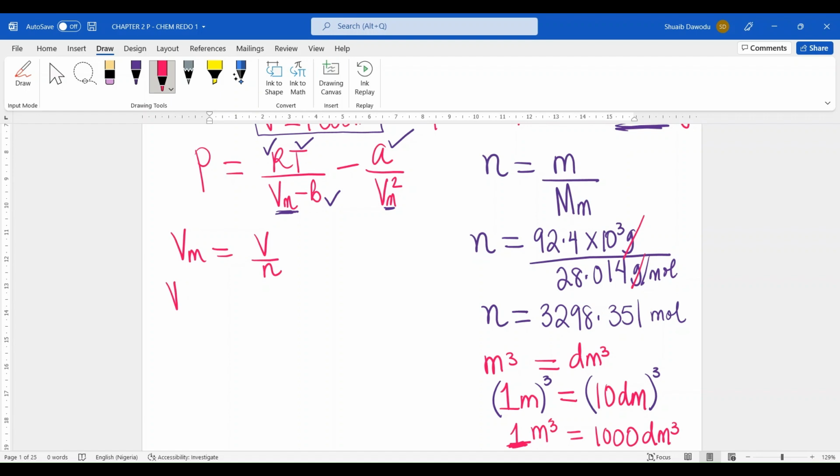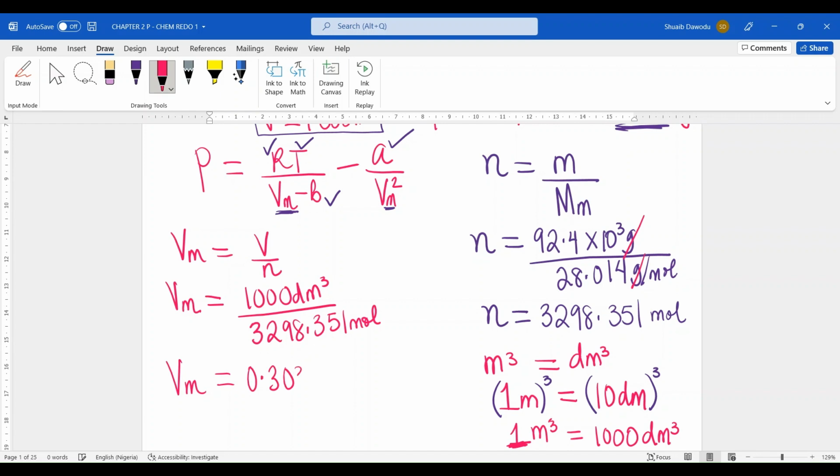So going back here, the molar volume is just simply going to be 1,000 decimeter cube divided by the number of moles, which is just simply 3,298.351 mole. Of course, you put this information in your calculator, the molar volume becomes 0.30318 decimeter cube per mole. So that is the molar volume.